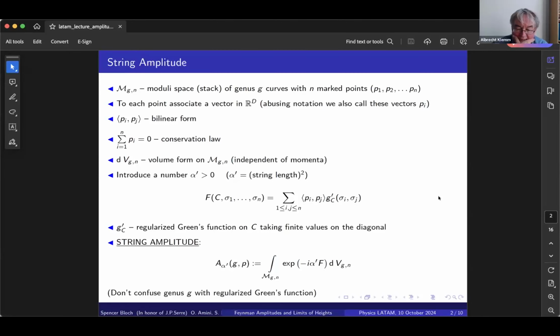And then in the next expression, you integrate over the moduli space. I integrate the dV_{G,N}. It makes sense. Yes, thank you. And so this is what I understand to be the string amplitude, but I welcome any correction from physicists or otherwise. Just the use of the variables was a little bit confusing. I make a note here: don't confuse the genus G with the regularized Green's function. They have nothing to do with each other. And C simply means the curve, right? The string version. C is certainly the curve, yes.